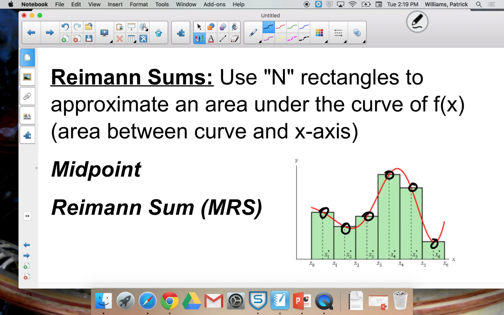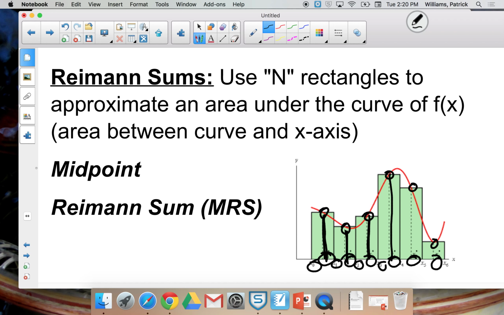So what we need to do in this case is to calculate our height. We need to calculate that height by utilizing an x value that's in between the left and the right x values of each of our functions. So you'll see the ones I'm circling right now. These are the x values that we want to find. So we want to find an x value in the middle of each one of our subintervals.